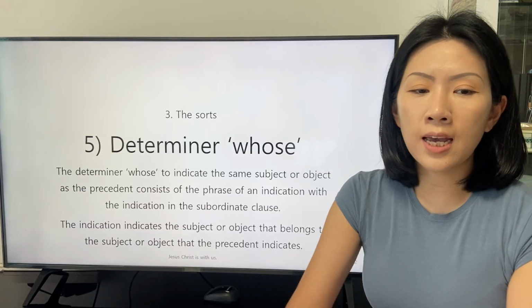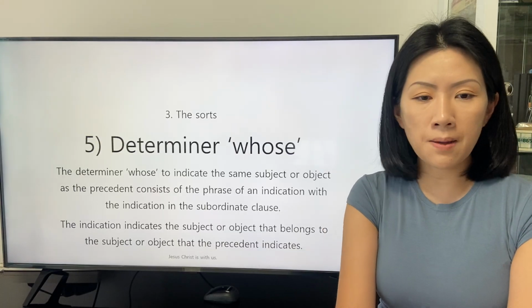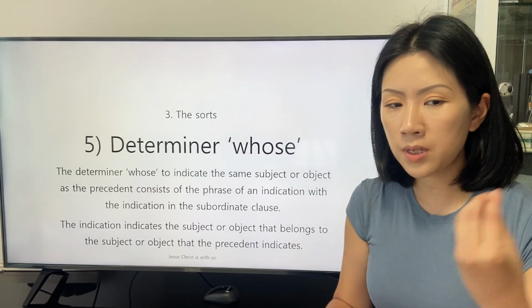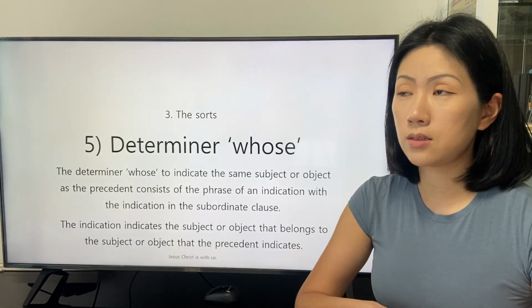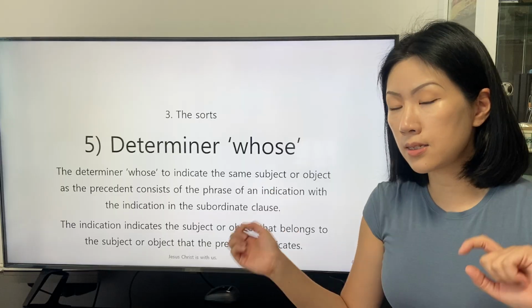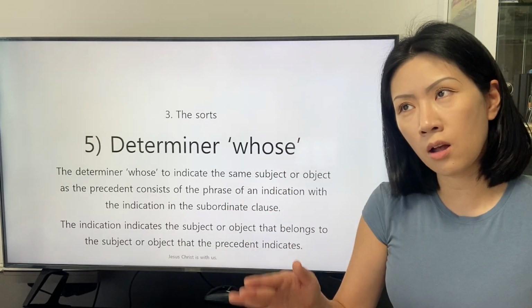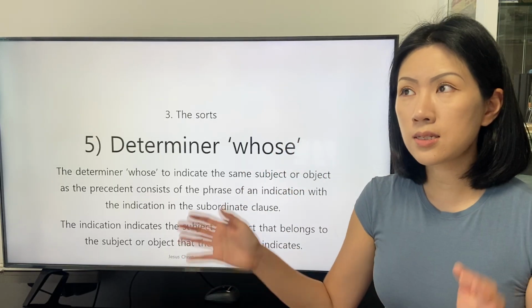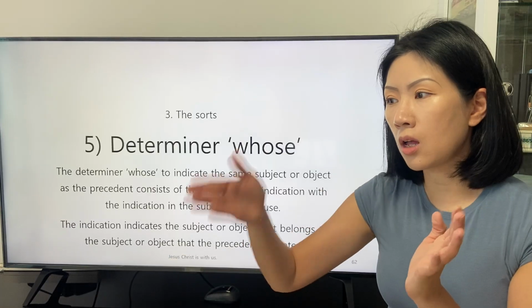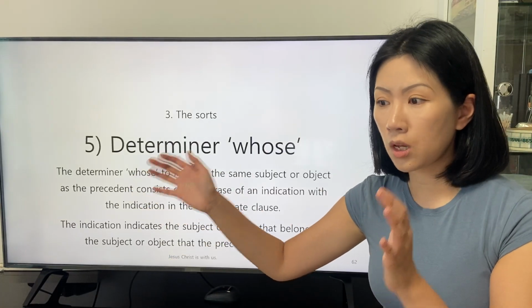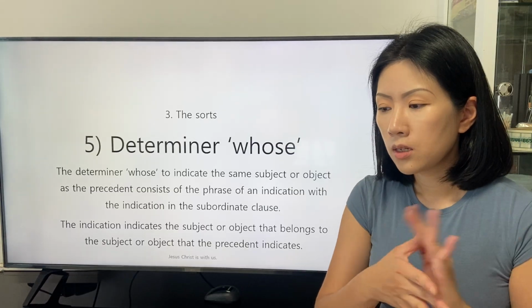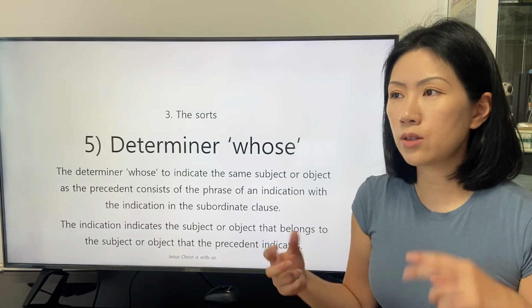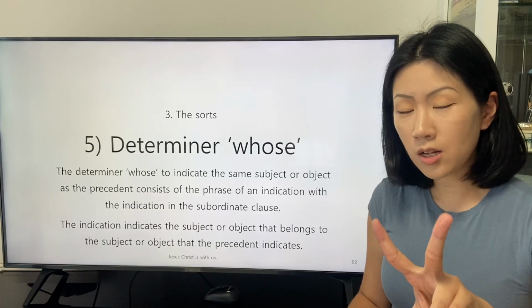The indication indicates the subject or object that belongs to the subject or object that the precedent indicates. It's like this sentence: I see a man whose son is smart. This subordinate clause, whose son is smart, is about the son of the man in the main clause. The speaker could state two clauses like this.